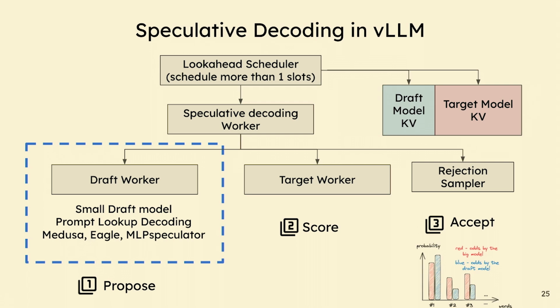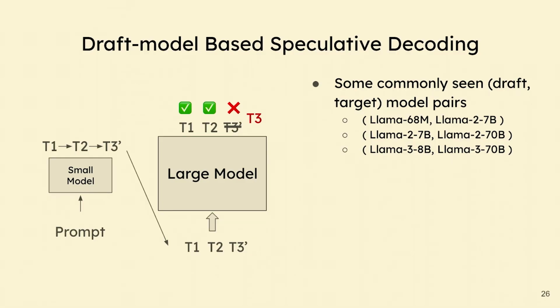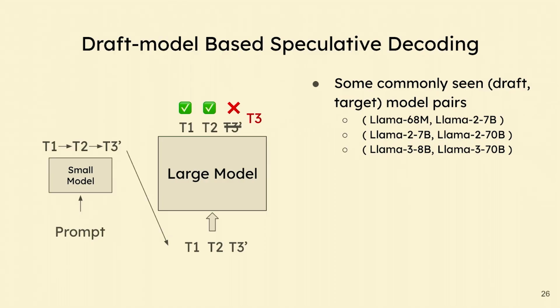So we have different flavors of speculative decoding, which I will dive into in the next slide. The most standard one we have is draft model-based speculative decoding. Basically, we use a small model to speculate for the large model. There are some commonly seen model pairs, like Llama 68M to speculate a 7B model, or a 7B model to speculate a 70B model. But one challenge in this case is how do you find a good draft model?